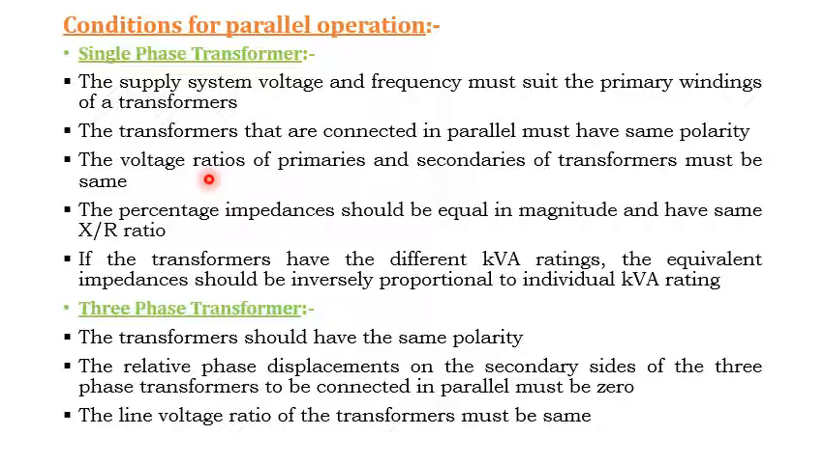Next point: the percentage impedances should be equal in magnitude and have the same X by R ratio. The percentage impedance magnitude of both transformers should be the same, and the X by R ratio of both transformers should also be the same. X by R ratio means X is the reactance and R is the resistance. Obviously the winding has both parameters.